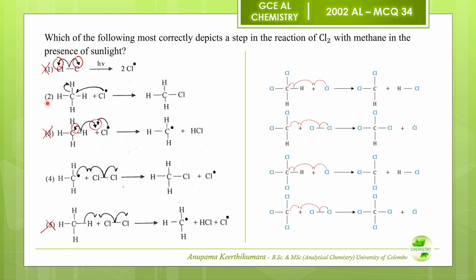When a methane molecule reacts with a chlorine free radical, this carbon-hydrogen bond undergoes homolytic cleavage. Therefore, the second answer is also not correct. So the correct answer is number 4.